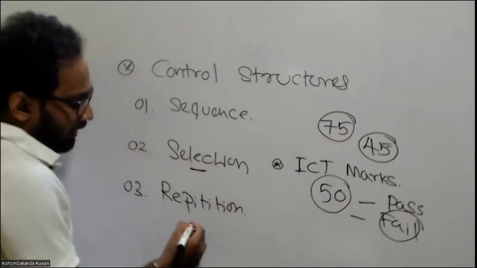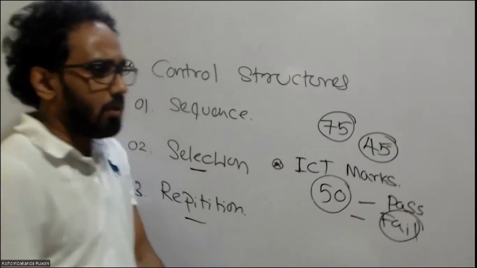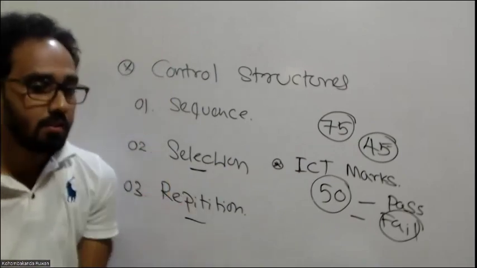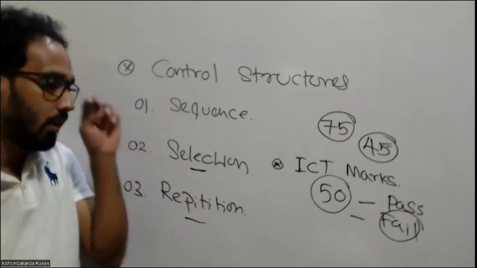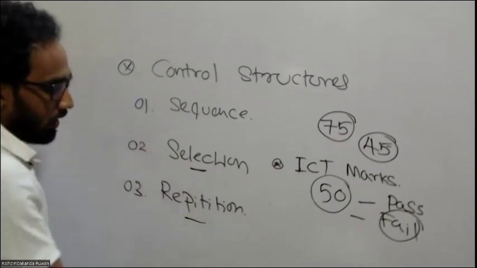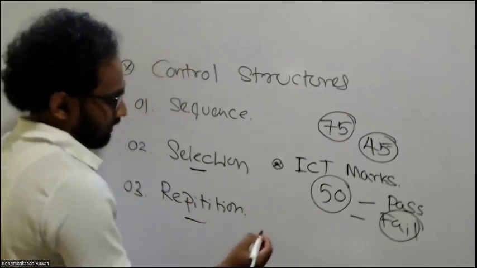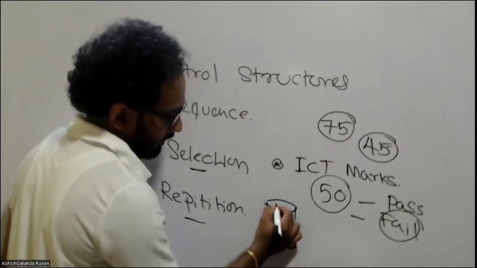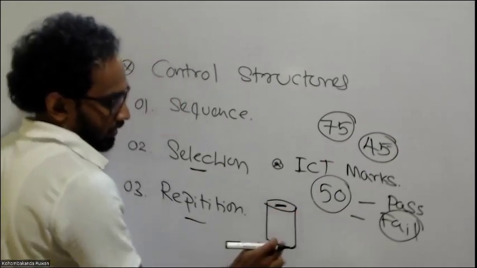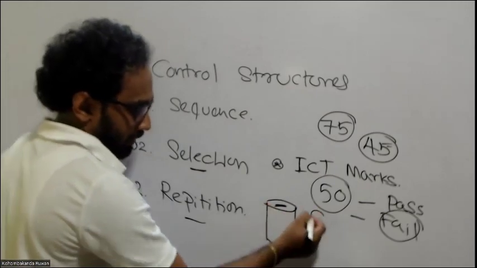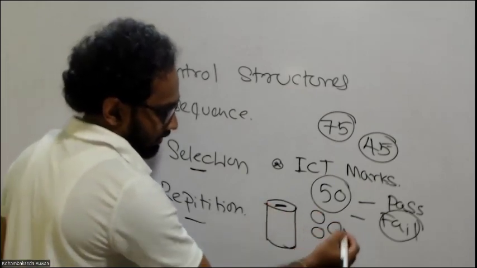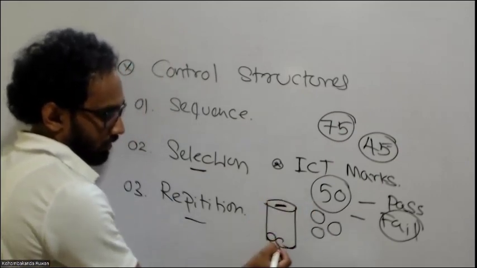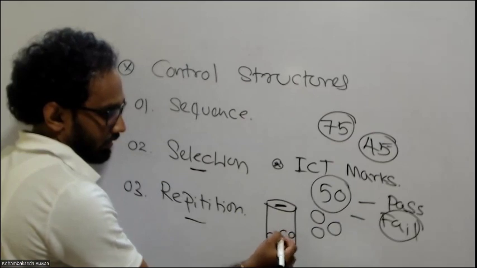Another one today is repetition. What do you mean by repetition? We call that loops. Repeating something. Let's say, for example, assume that you have a till like this. If you want to fill that till with coins, take one coin and insert it into this till, then another one, another, likewise.